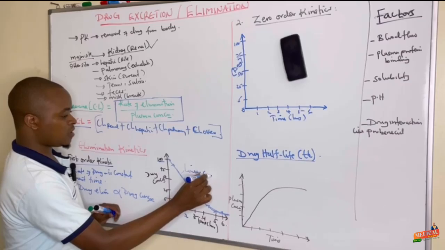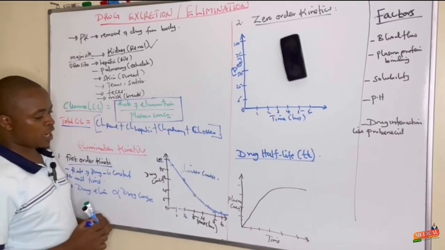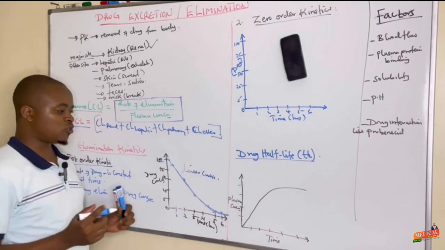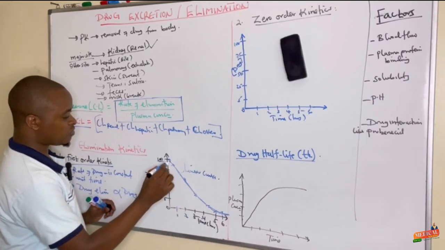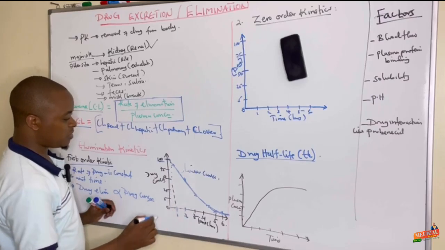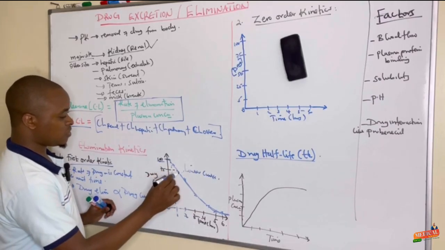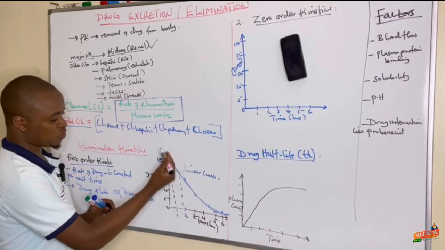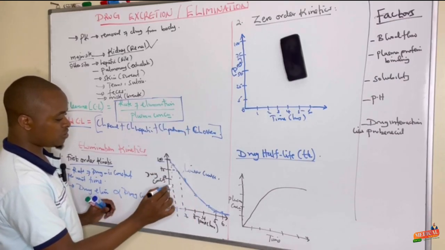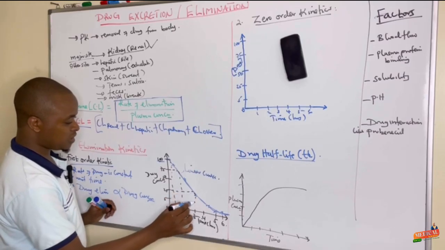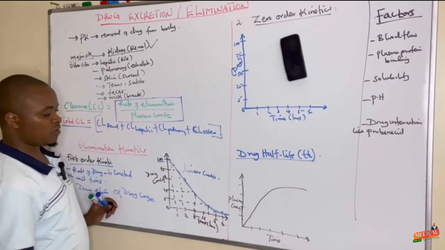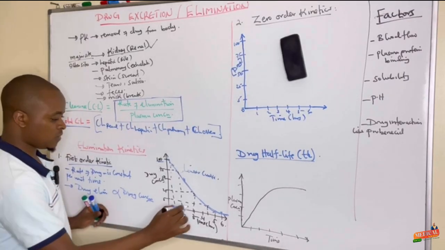This is a linear curve. And why do we say that the rate of elimination is dependent on concentration? We are seeing when the concentration is high, the rate of elimination is also high. When the concentration begins to decrease, the rate, or the exponential steepness, also starts to decrease. When we reach here, we are seeing it decreasing as the concentration reduces, the rate of elimination also reduces.